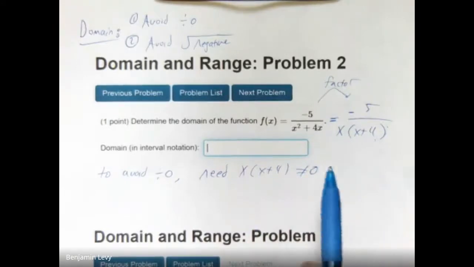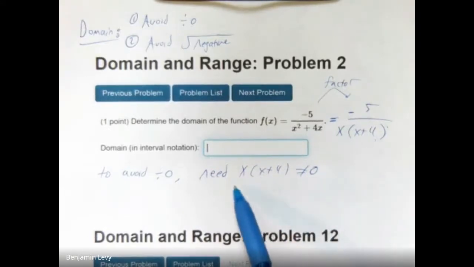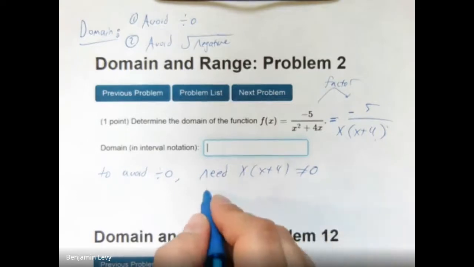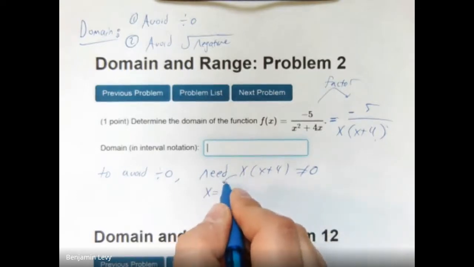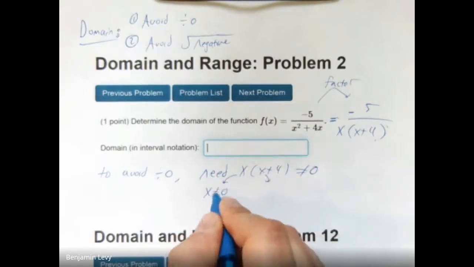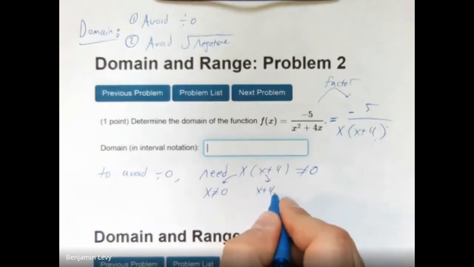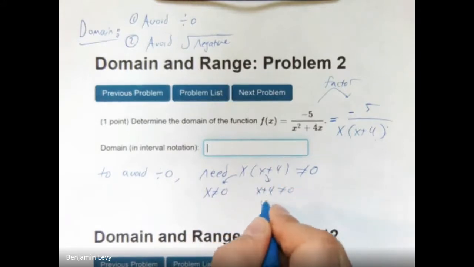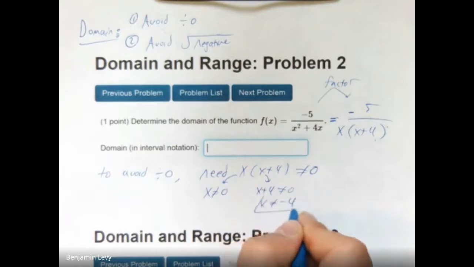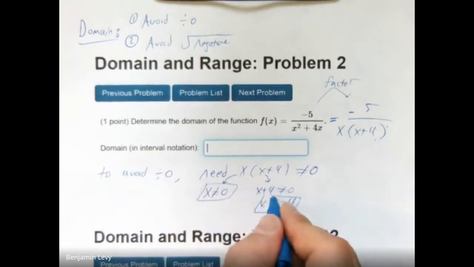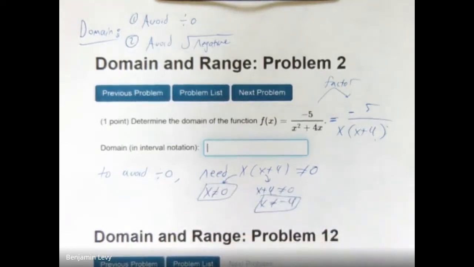And so this is just a nice, easy equation to solve, right? We factored it, and so it made it easy. And so you set each factor equal to 0 separately. So x can't be 0, and x plus 4 can't be 0, which means that x can't be -4, right? And so these are the two numbers we need to avoid in this problem. We need to avoid 0 or -4.